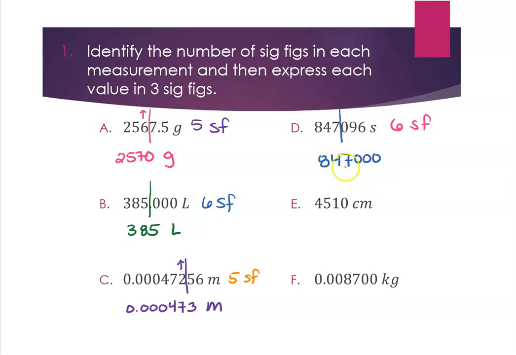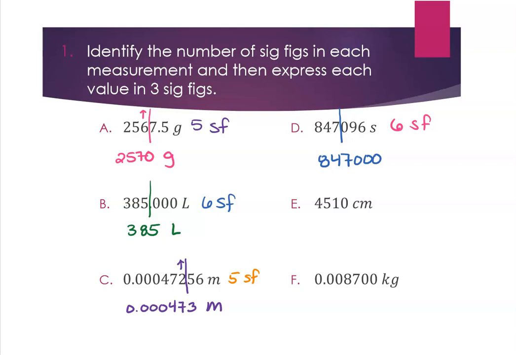So if you're not sure whether you need placeholder zeros or not, you can think to yourself, all right, so this value is 800,000, so my answer also needs to be somewhere in the 800,000s. Without the zeros, it's just 847, which is not the same as 800,047.